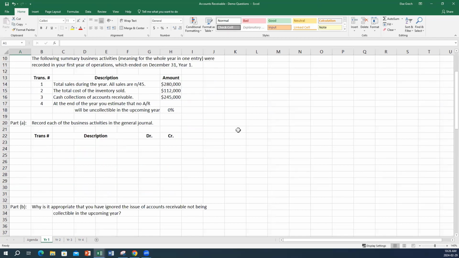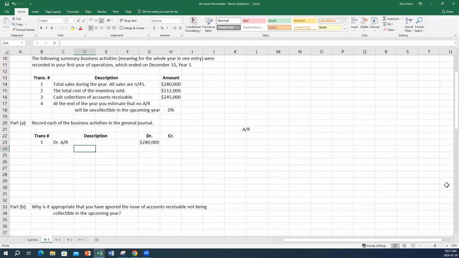So let's get started. I do want to have a T account for accounts receivable, and I'm going to use the short form AR. Okay, so we've got transaction number 1, and it says total sales during the year. All sales are net 45, which we already know, $280,000. So what did we get? We got the legal right to collect cash from our customers, and that's, of course, accounts receivable. And that was $280,000.